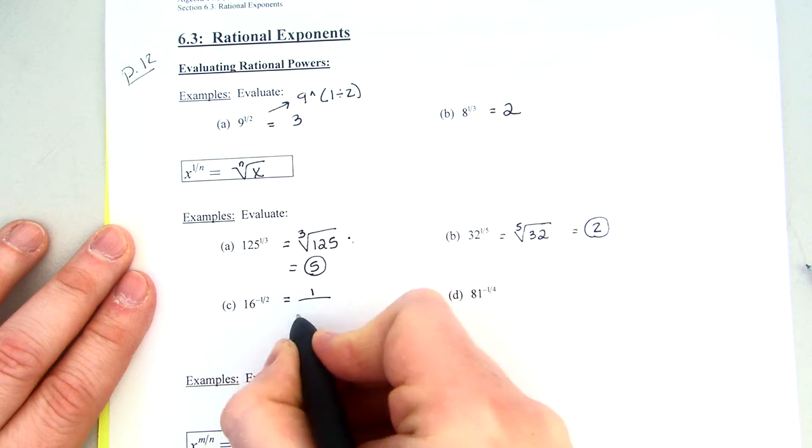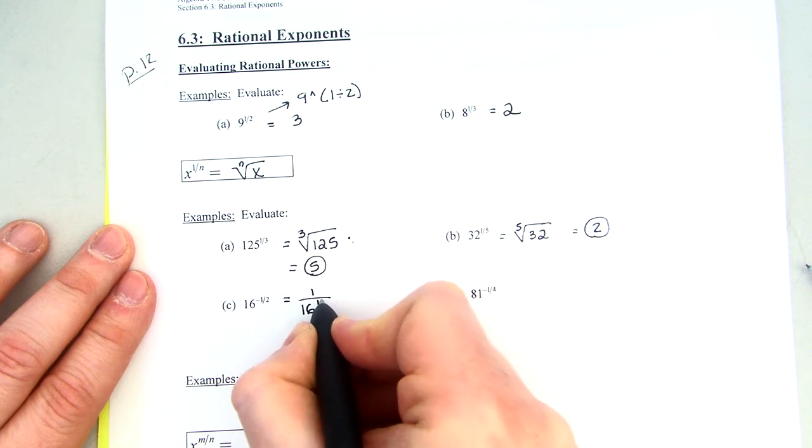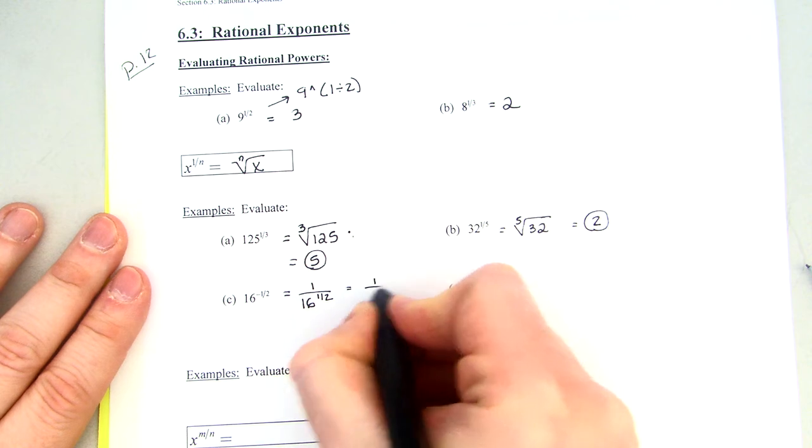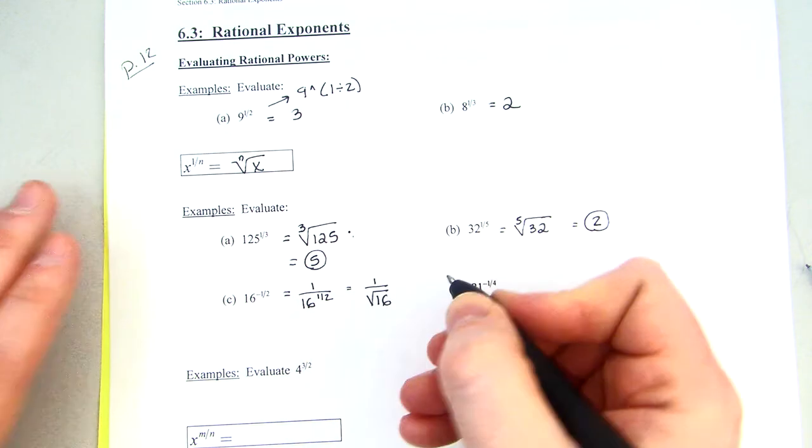Instead, how about I do 1 over 16 to the 1/2. 16 to the 1/2 really means you should be thinking about what? Square root. This is 1 over the square root of 16. Finish that one off.